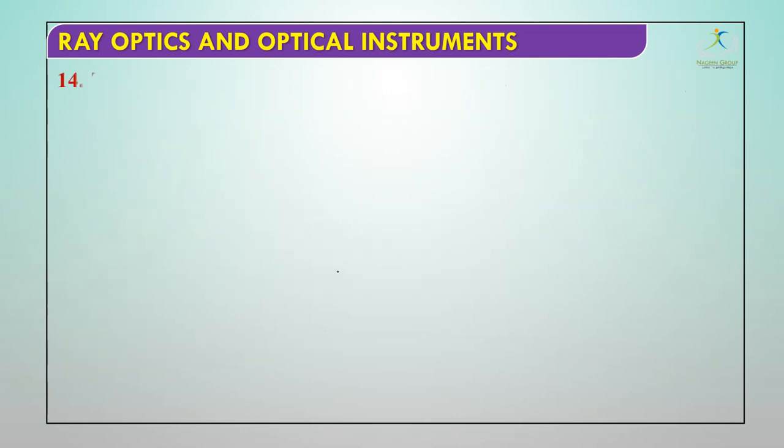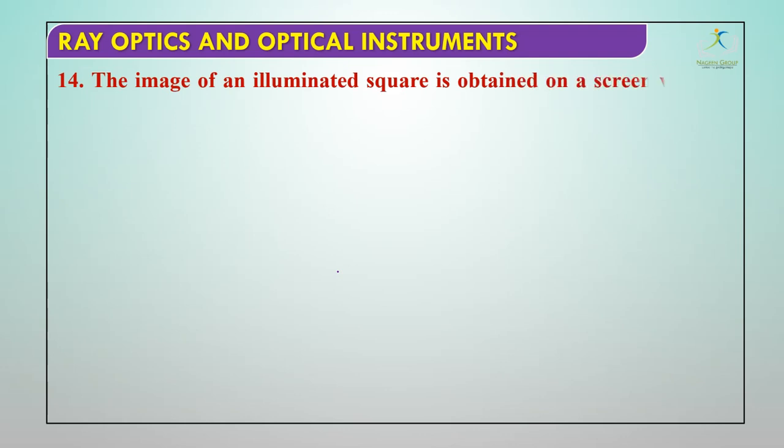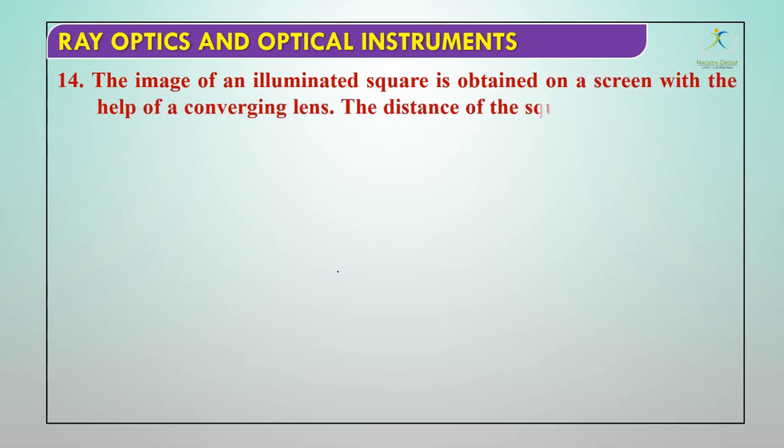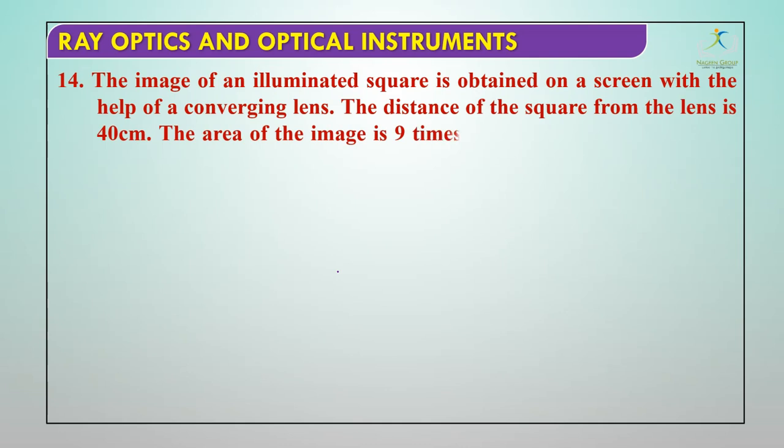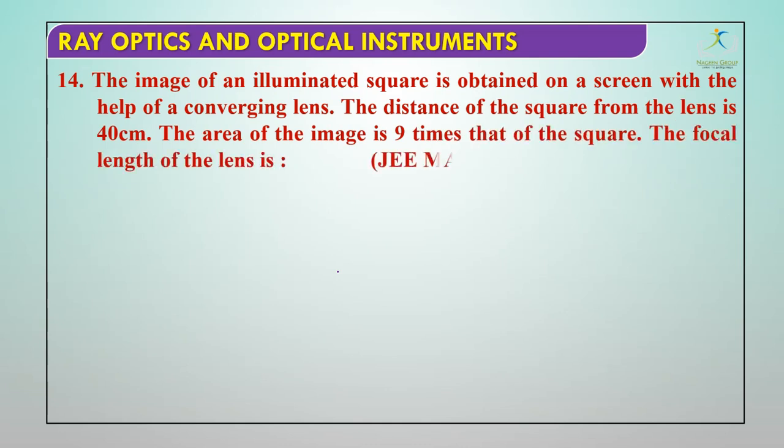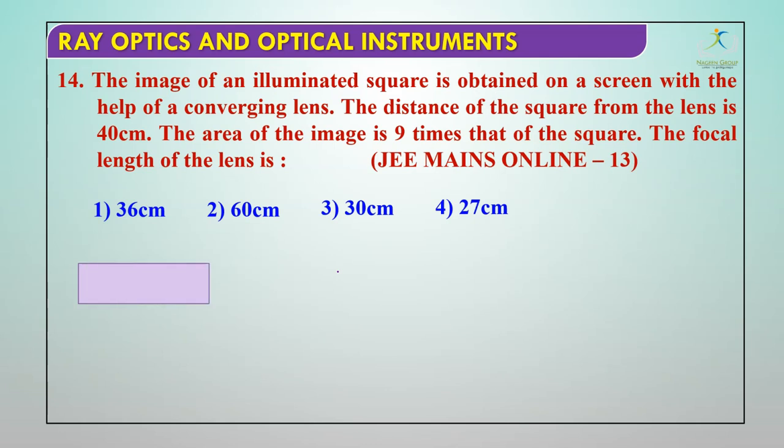So next question we have, the image of an illuminated square is obtained on a screen with the help of a converging lens. The distance of the square from the lens is 40 centimeter. The area of the image is 9 times that of the square. The focal length of the lens is, the options are given here: 36 centimeter, 60 centimeter, 30 centimeter, 27 centimeter.